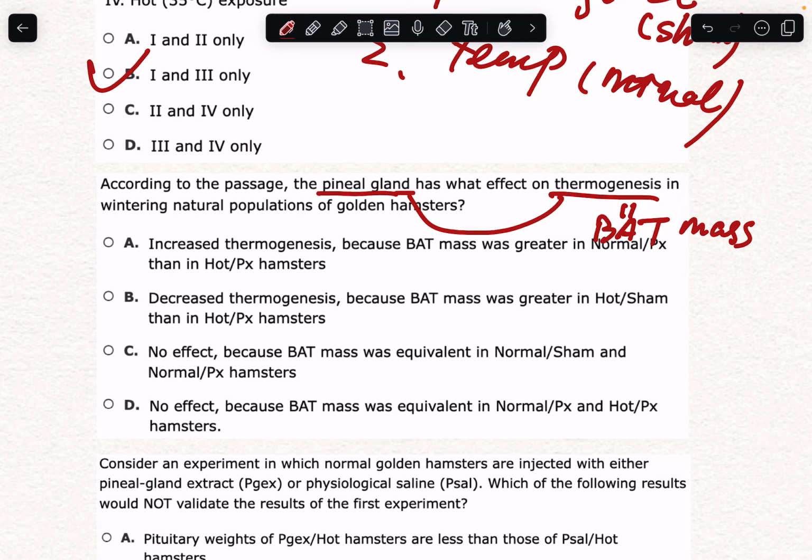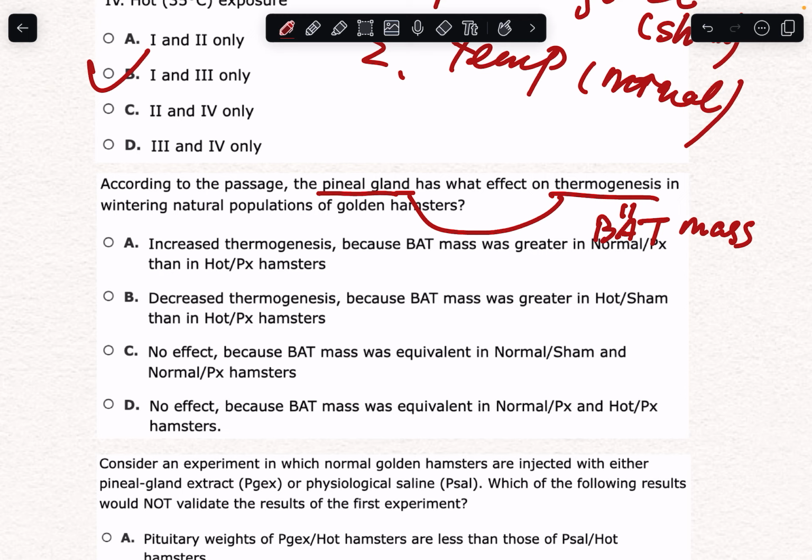But the second way you can approach this is after you read the question, you go to the table and then you get your ideal answer and then you check the A, B, C, D, see whichever one is your ideal answer according to your observation in the table, right? But let's go through another method that without looking at the table, I'm going to look at answer choices, okay? So A says, okay, pineal gland increased thermogenesis because BAT mass was greater in normal PX than in hot PX hamsters. Okay, I don't like that.